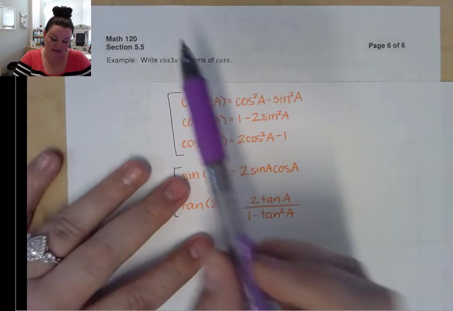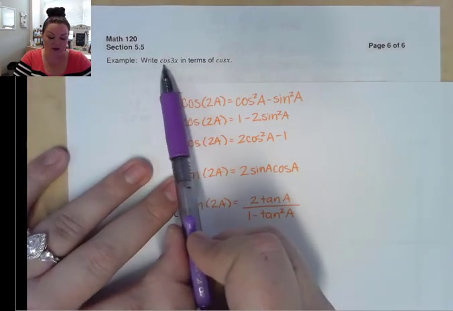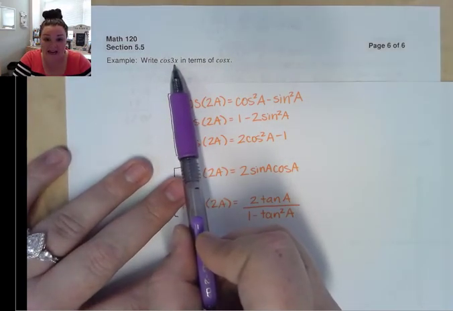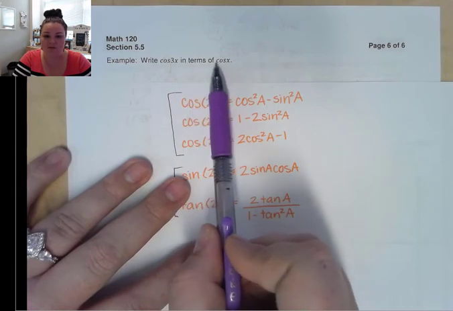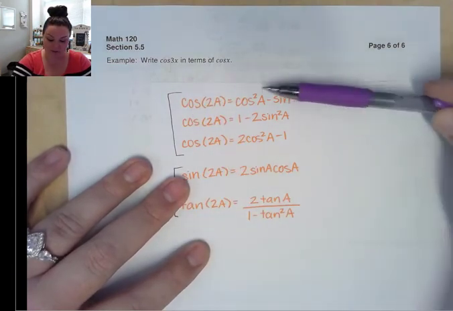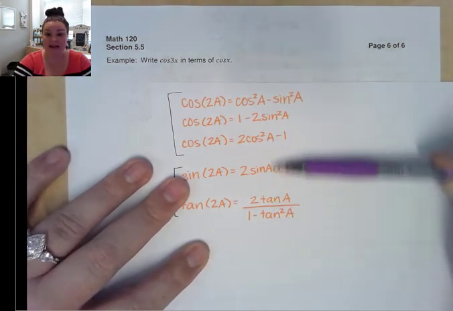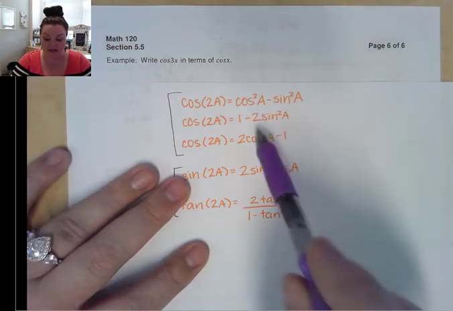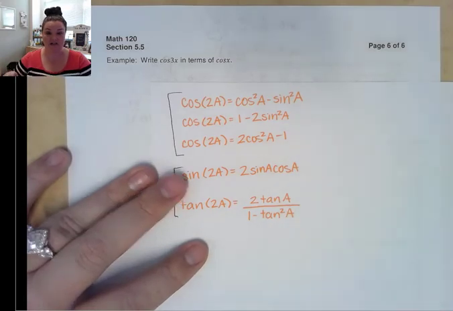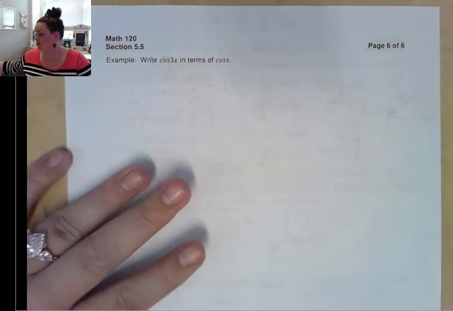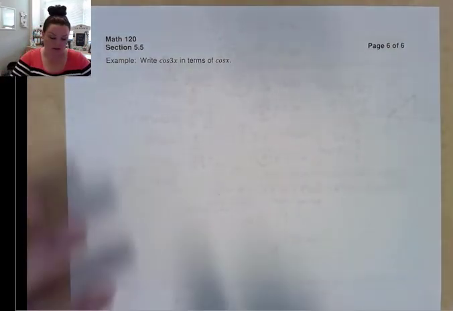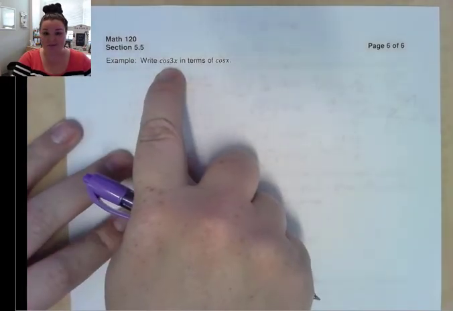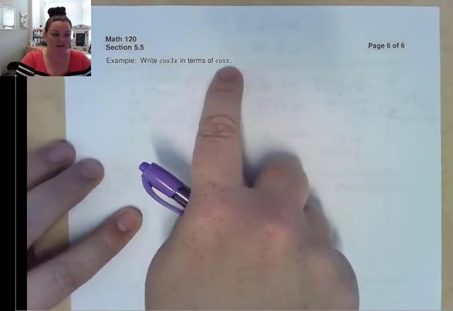Well, what they're wanting us to do is come up with a formula of cosine of 3a. And when they say it's in terms of cosine, that means whatever we end up with over here on the right-hand side should only have cosines in it. We shouldn't have any sines, we shouldn't have any tangents or anything like that, okay? So let's see if we can come up with a triple angle formula here that only has cosine.